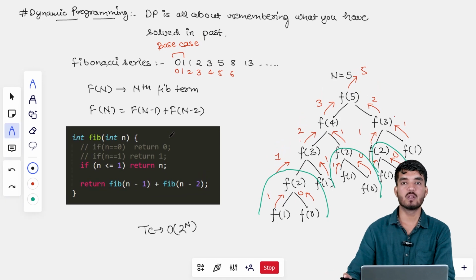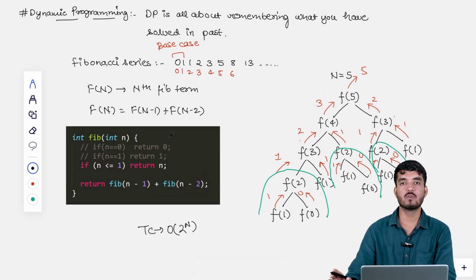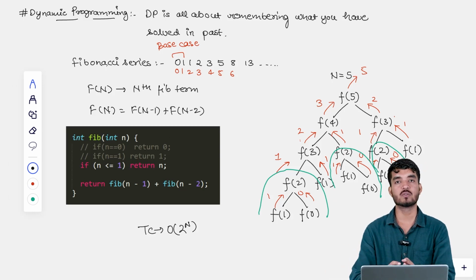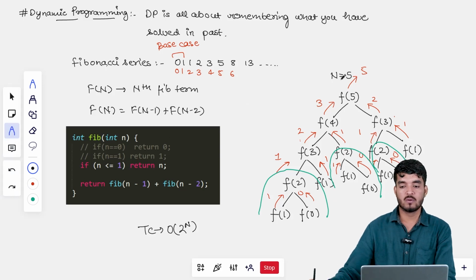So it's all about remembering what you have solved in the past. If you have already solved the answer for some state in the past, then you don't need to solve the answer for the same state in the future. Just simply store the answer and use it. So this is the motivation why we need dynamic programming.